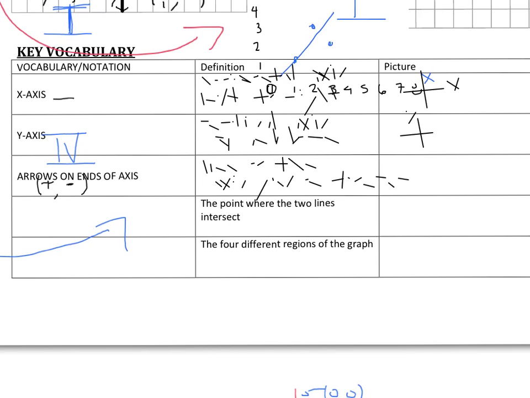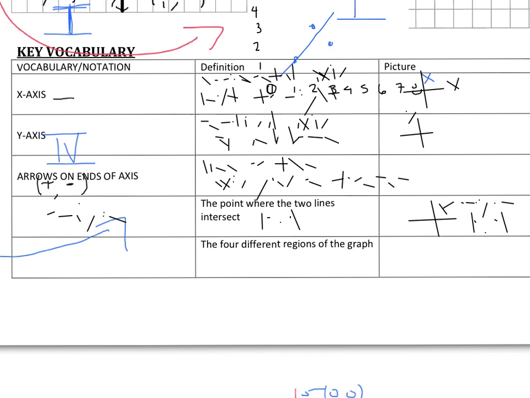All right, we have a definition here. It says the point where the two lines intersect. Think about what that was. What is that point called when the two lines intersect? That's at the 0, 0 point. That's the origin. That was a new vocabulary word we learned, the origin. If you want to draw a picture of that, here's your coordinate system. The origin is right there at the point where they intersect. That's the 0, 0 point.